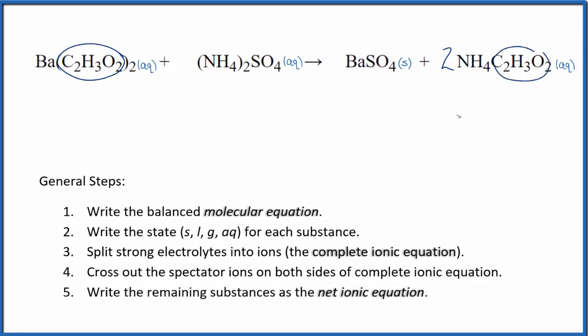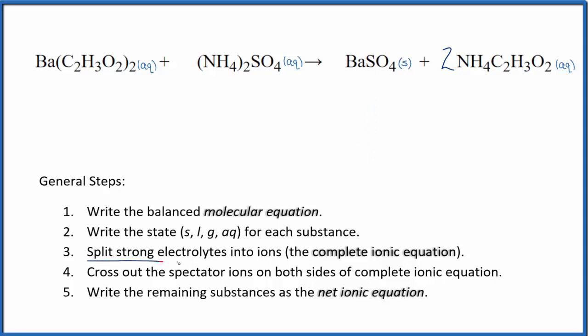So those will be aqueous, split apart into their ions. And ammonium compounds, very soluble. So this is also going to split apart into its ions. It'll be aqueous. But barium sulfate, that is insoluble. If you look that up on a solubility table, you'll see it's insoluble. It's going to fall to the bottom of the test tube as a precipitate. So we call that a solid here in our net ionic equation.